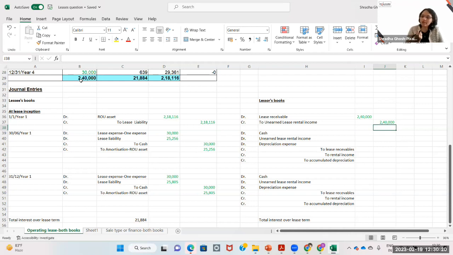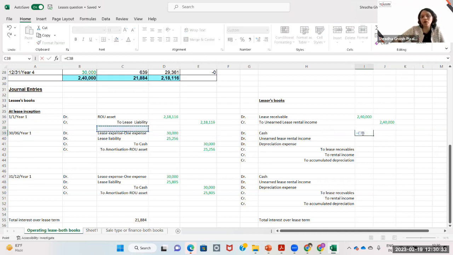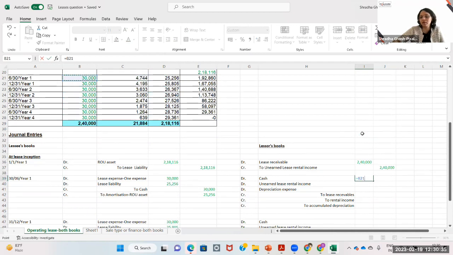So I will get a right to receive the money, and I will not be able to recognize anything right now in my P&L. Why? Because it is deferred revenue. The moment I get this amount, I'm going to book cash. This is the amount that I'm going to book because that's the first amount I've got, and I'm going to knock off my lease receivable. Can you see what I did?